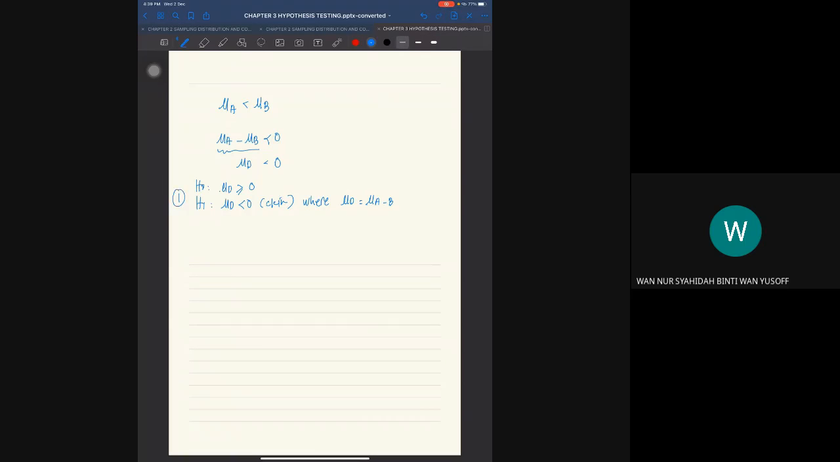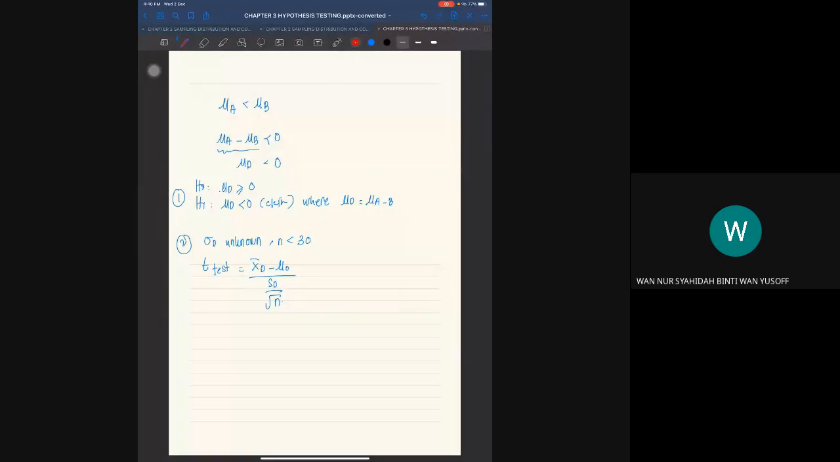Okay, so step 2, do we have sigma in this question? Sigma is known or unknown? Unknown. Okay, and then we have n less than 30. So we have theta. Okay, so for the dependent sample, sometimes we can have more than one hypothesis.